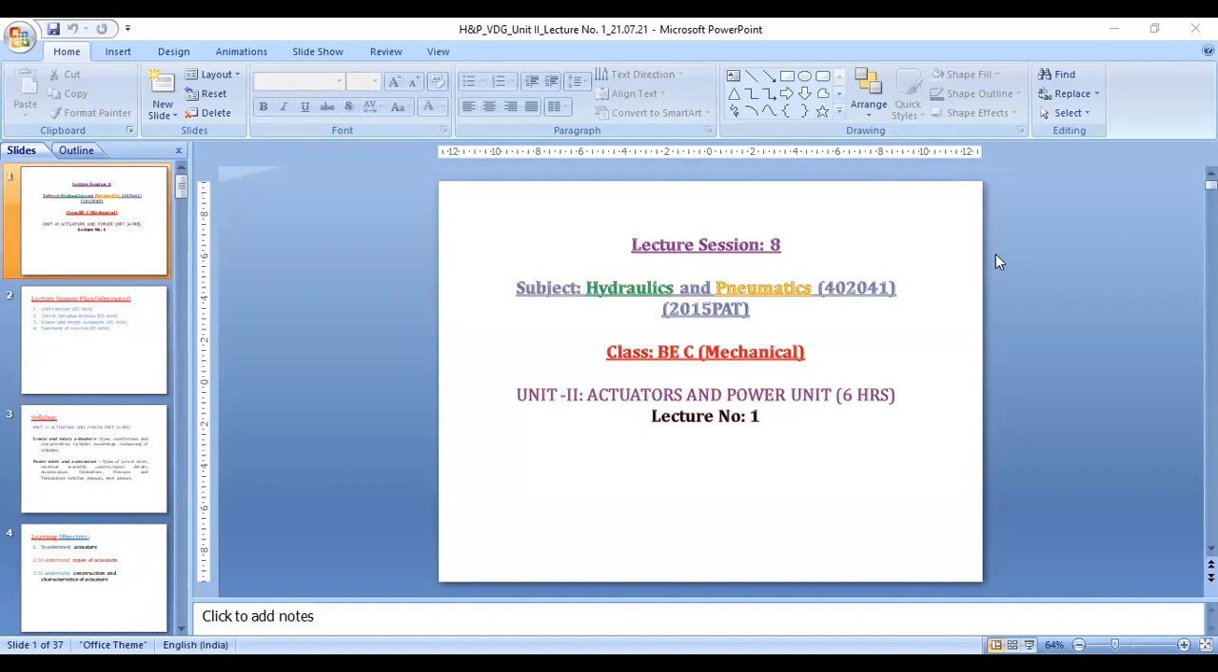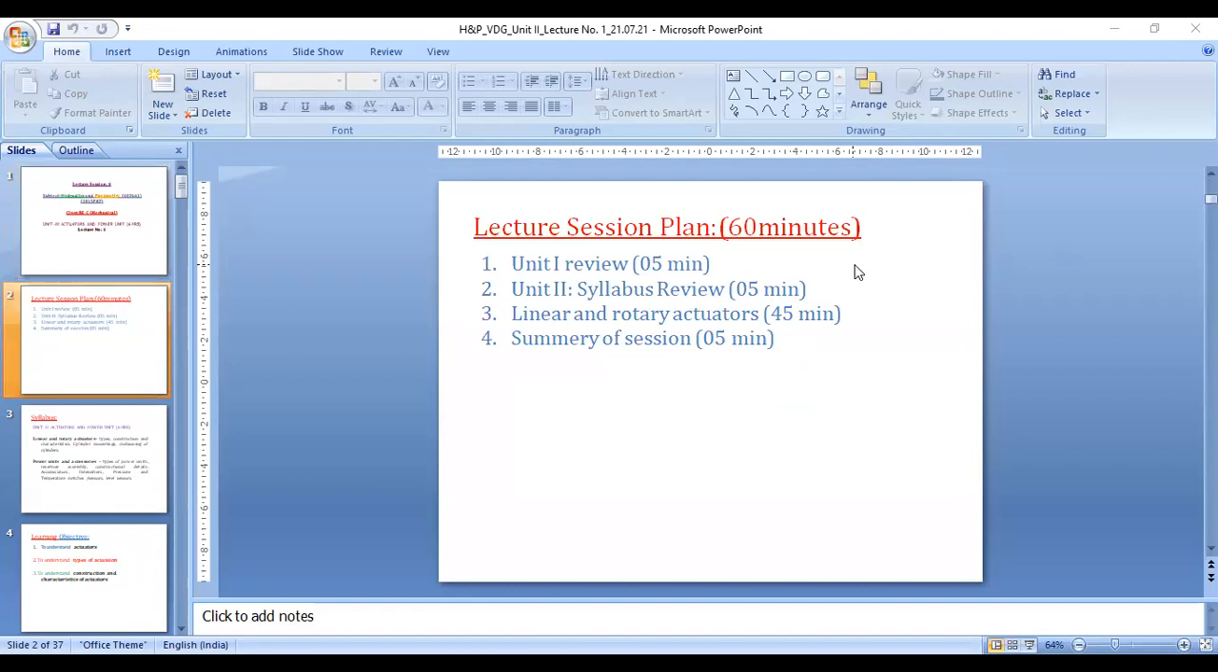Today we are going to discuss unit number 2, actuator and power unit. So this is the lecture section plan: unit 1 review, syllabus review, linear and rotary actuator, and some summary of sessions.